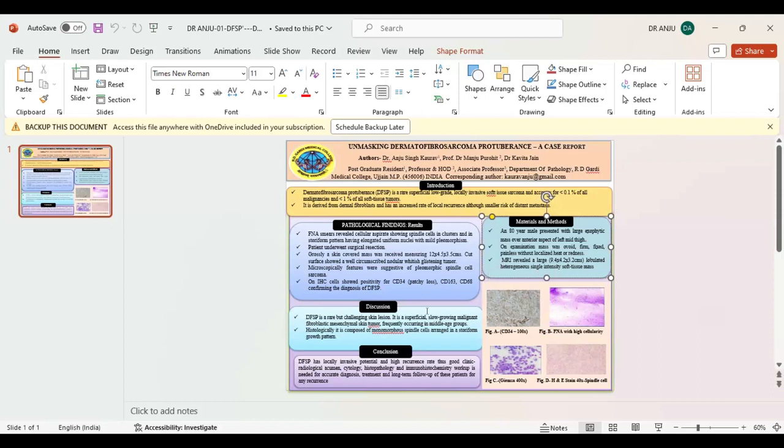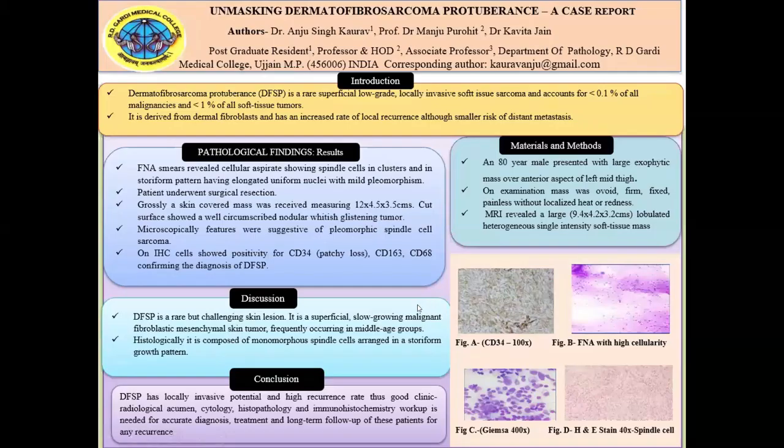So in this case, the conclusion is DFSP is a locally invasive potential and high recurrence rate, thus good clinico-radiological acumen, cytology, histopathology and immunohistochemistry workup is needed for accurate diagnosis, treatment and long-term follow-up of these patients for any recurrence.